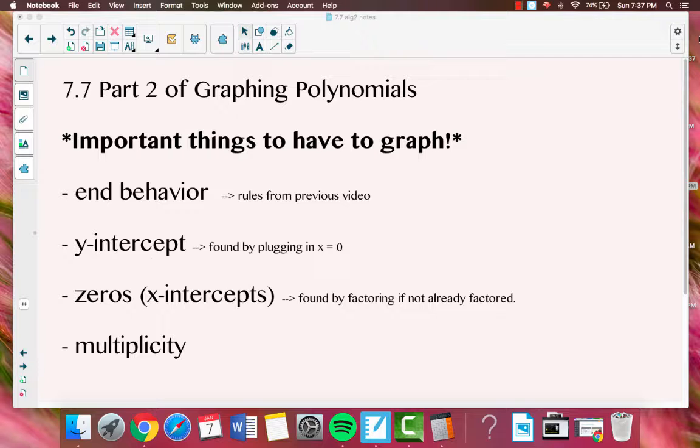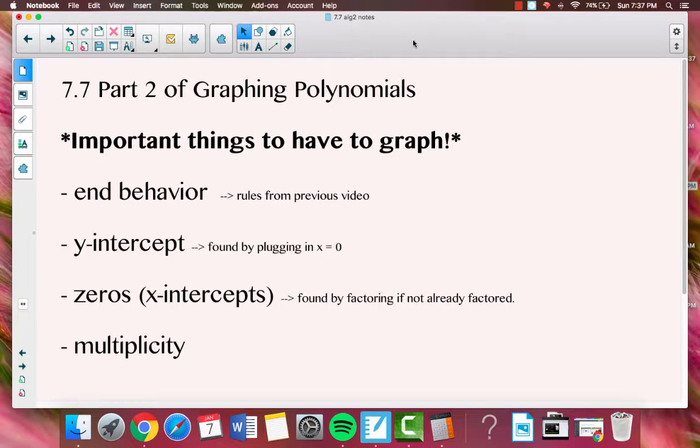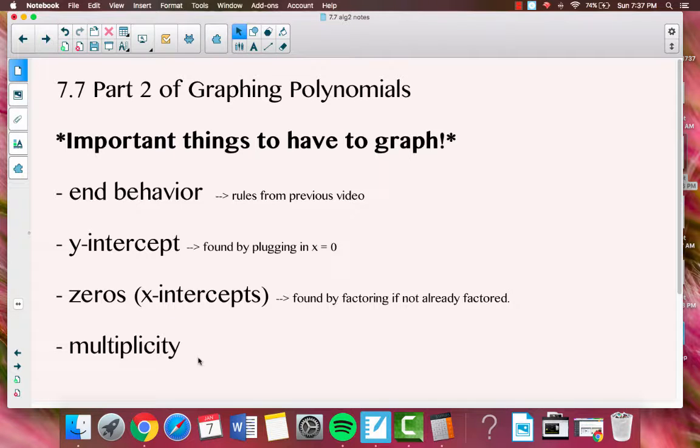We're going to start off by listing a couple of things that are going to be really helpful in order to have you guys graph these polynomials. I've listed them here. I would definitely write these down so you know what things you need to find before you start graphing. The first thing is to be able to identify the end behavior, which we did previously in the last video. So if you didn't have those rules written down, I would definitely go back and re-watch that video, get those written down in your notes.